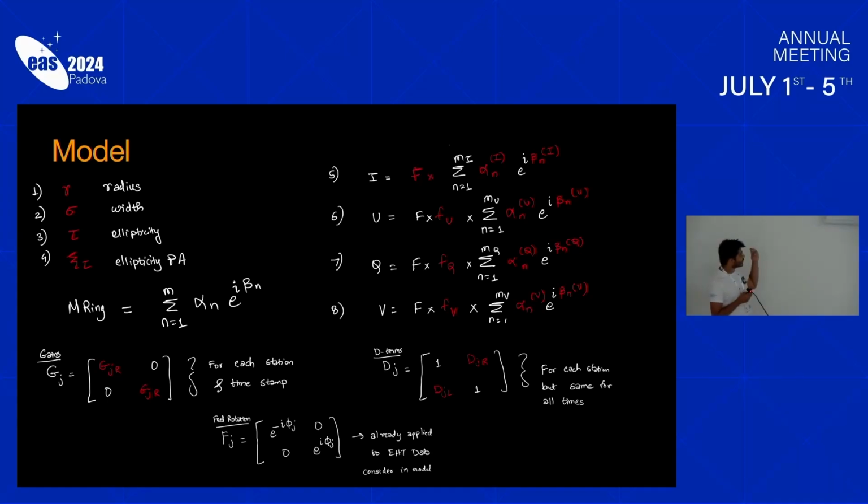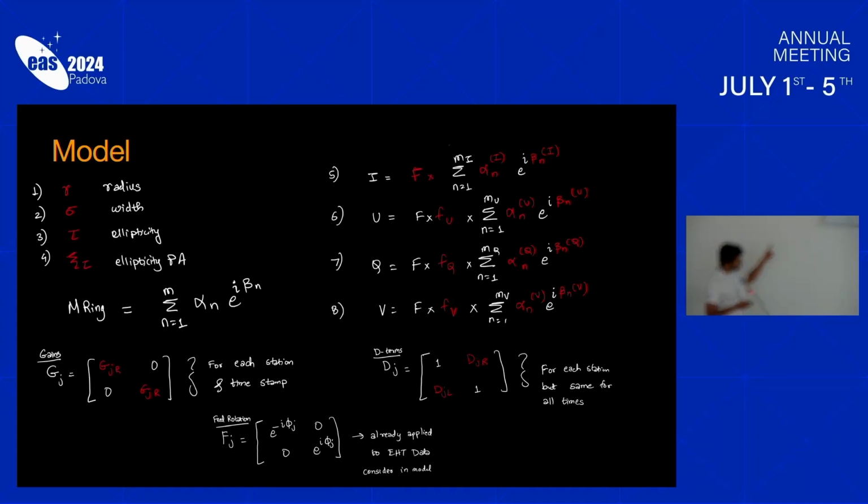And then we also have things like gains, D terms, and feed rotation. Feed rotation is not really a model parameter. Every single model parameter is labeled in red. Gains are at each timestamp that we have data for, and they are different for each of the stations. Then we also have D terms, which are specific to each station but constant for an observation. Feed rotation is basically just the different mount types we have for any telescope that we use. This is applied a priori in some data, like EHT. Sometimes you have to apply it during the modeling procedure.